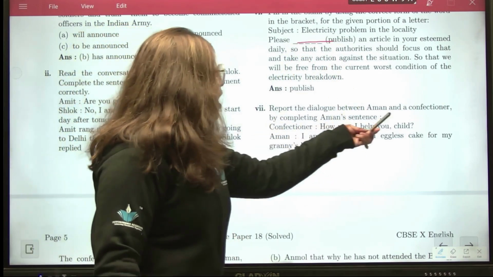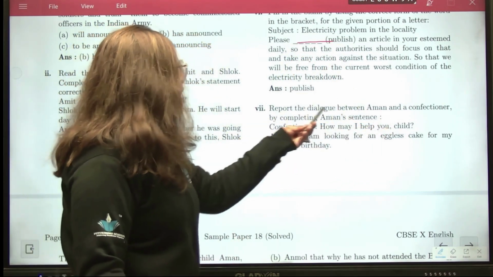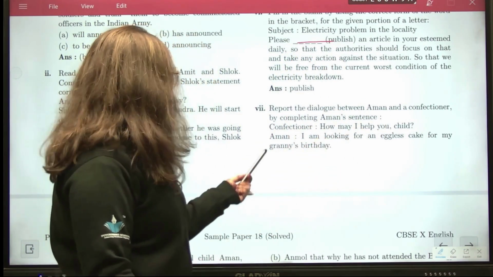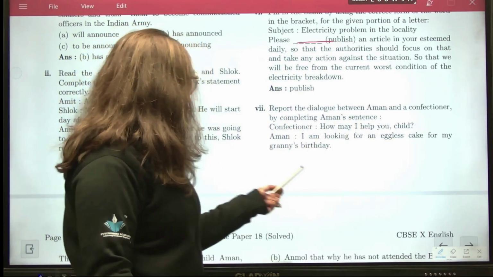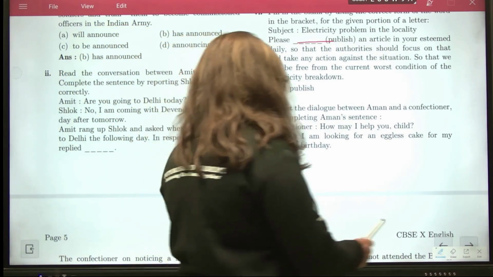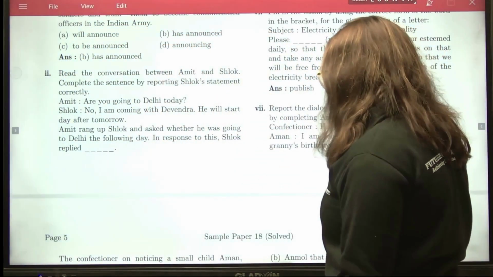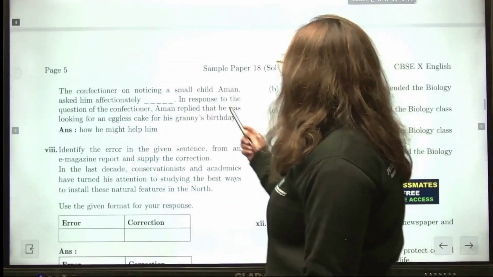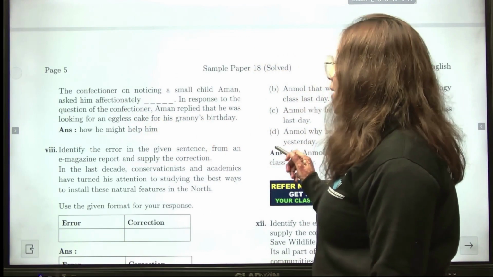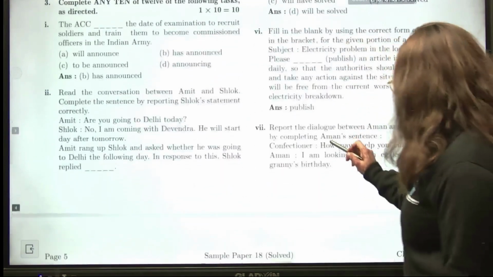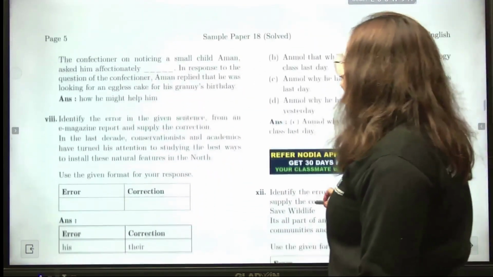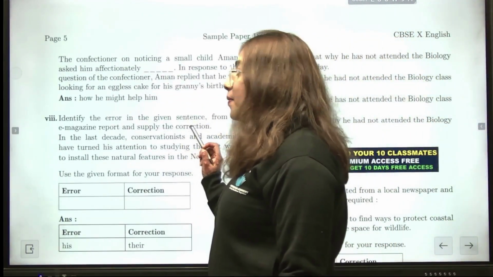Report the dialogue between Aman and a confectioner by completing Aman's sentence. Confectioner: How may I help you, child? Aman: I am looking for an eggless cake for my granny's birthday. Clear. So आगे देखते हैं. The confectioner on noticing a small child, Aman asked him affectionately dash. ठीक है. अब क्या पूछा उसने? How he might help him. ठीक है. क्या पूछा? How he might help him.